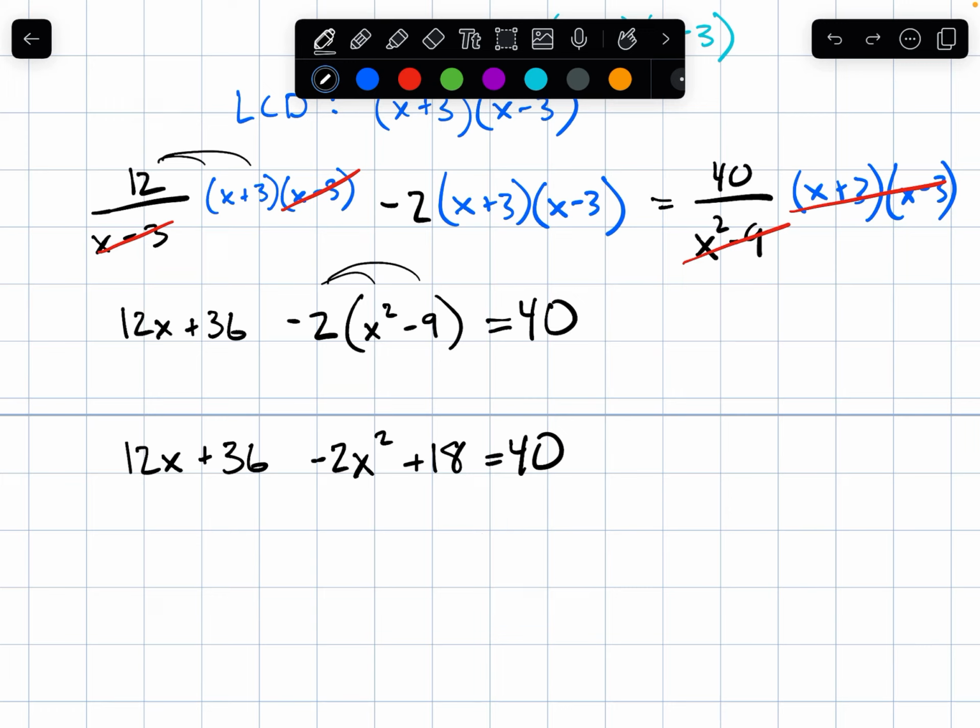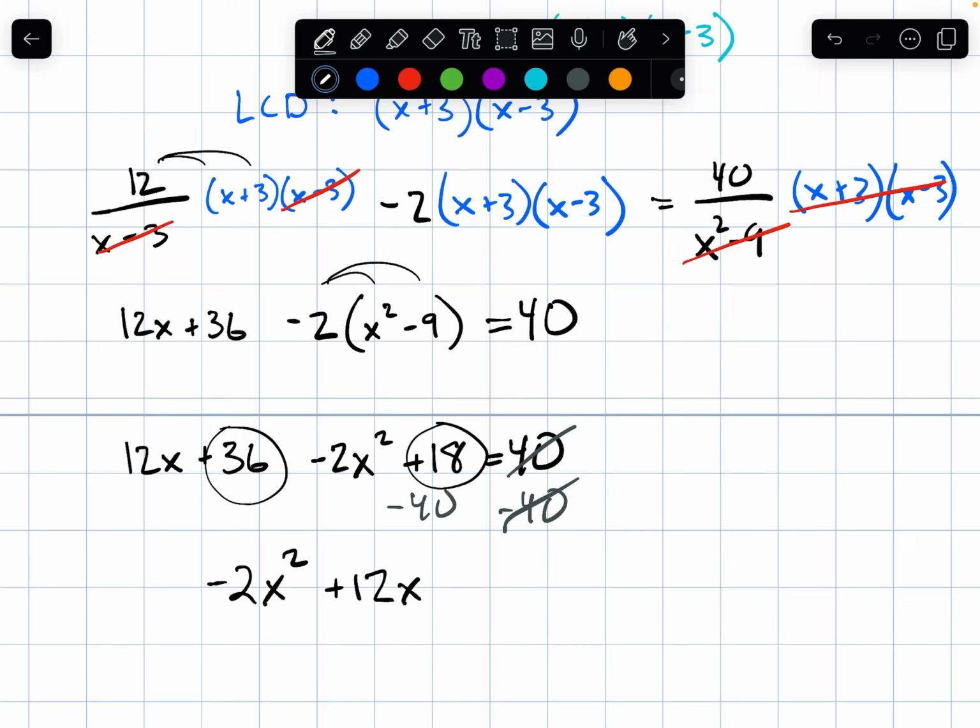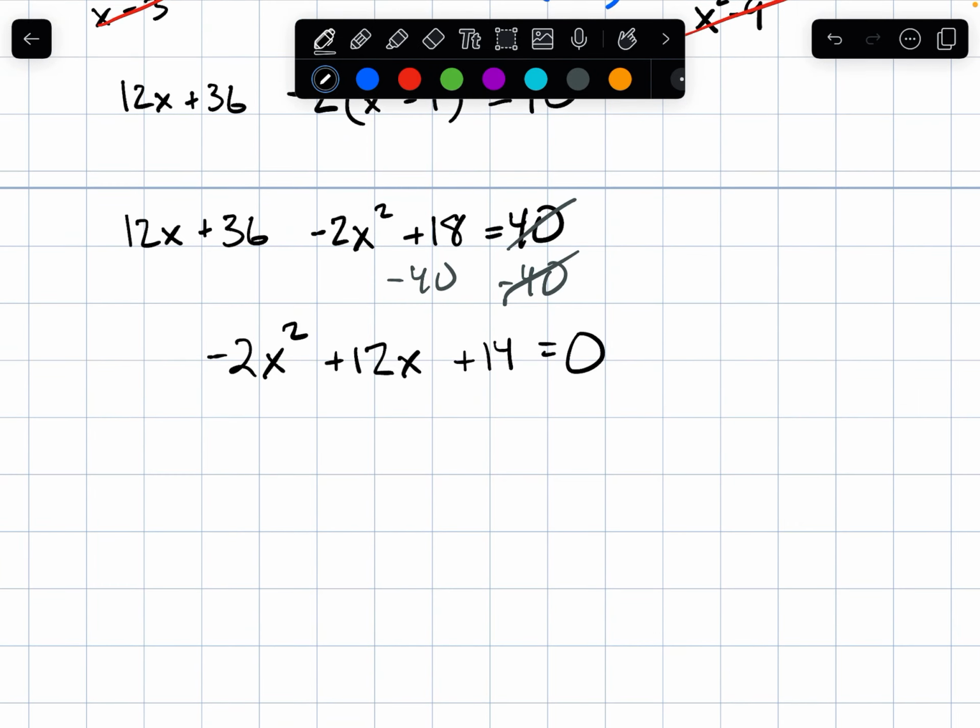All right, so if I combine like terms and try to move this 40 over here using subtraction, minus 40, we end up with negative 2x squared. We have a positive 12x. And if I look at all the numbers, we know that 36 plus 18 is 54. And 54 minus 40 is 14. All right, so for something like this, I would say we can maybe take out a GCF of negative 2. So we take out a negative 2. That gives me x squared minus 6x minus 7. And that's definitely a little bit easier to factor now.